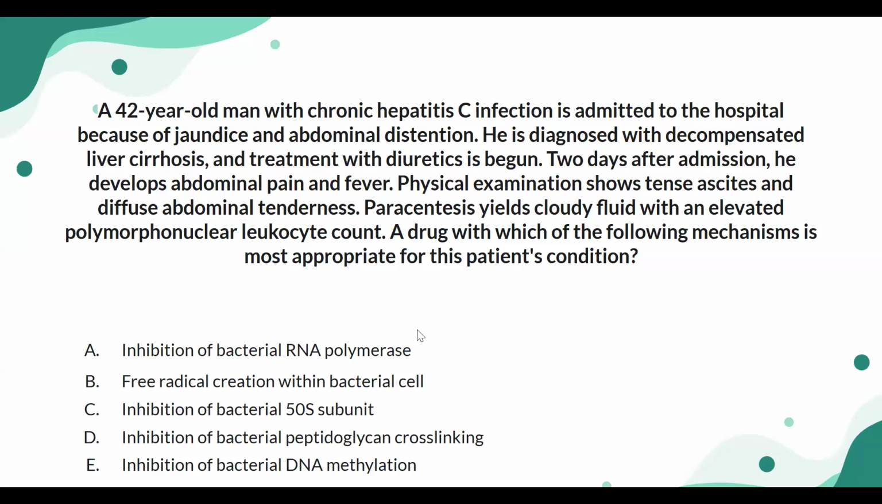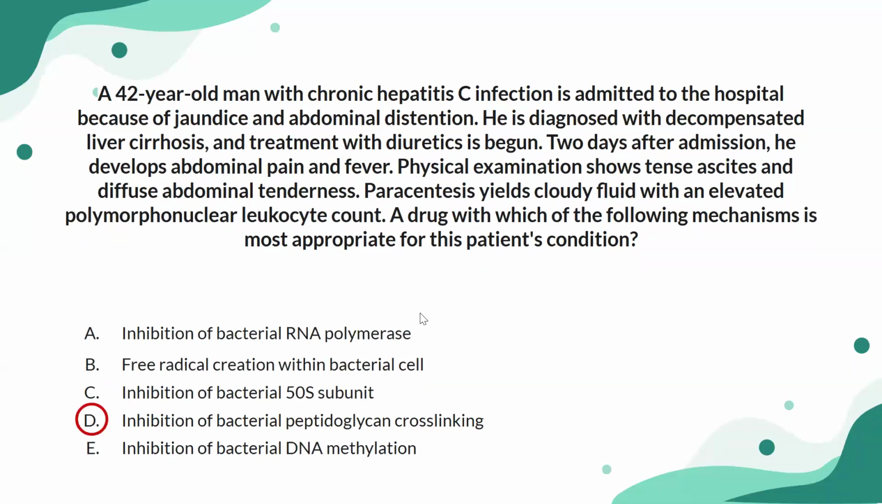Cephalosporin. So yeah, you're right. Let's talk about the answer. The answer is inhibition of bacterial peptidoglycan cross-linking. So basically this is a cephalosporin. This is a third generation cephalosporin. And when you inhibit the bacterial peptidoglycan cross-linking, was it third gen? Yes, yes, it is. Good job.